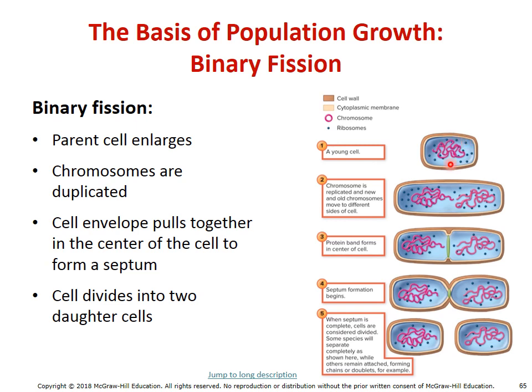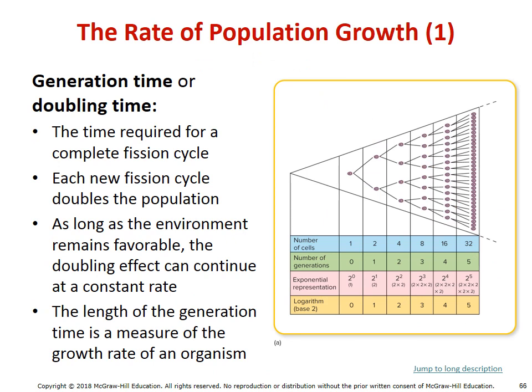Since we just have one chromosome in bacteria, all we have to do is copy it and send one copy to each end of the cell, and then the cell divides in half, and now we have twice the amount of bacteria that we had before. So really, after each generation, the number of bacteria double. So we call this the generation time or doubling time.